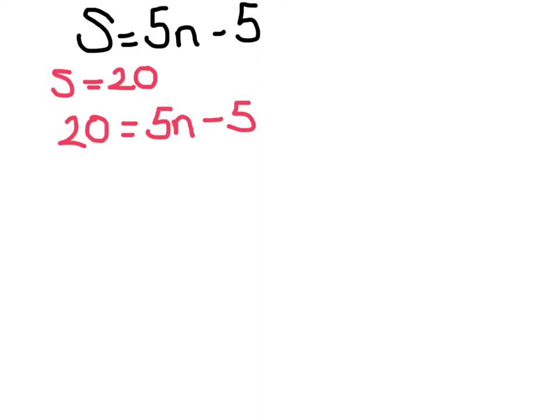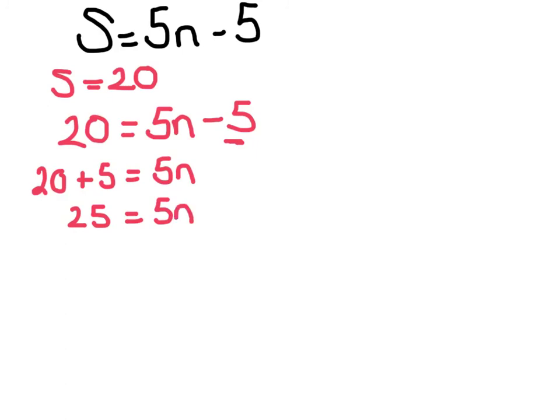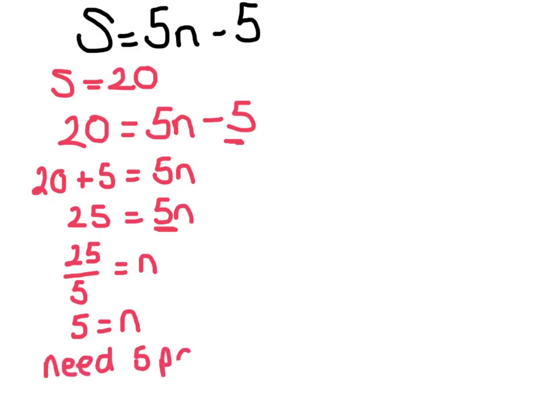Now we have to solve it. Remember, change the sign, change the operation. So I'm going to move this bit here over. So 20 minus 5 becomes plus 5 equals 5n. So 20 plus 5 is 25 equals 5n. Change the side, change the operation, multiplying here. So now I'm going to divide. So 25 divided by 5 equals n. 25 divided by 5 is 5. So therefore we are going to need 5 posts. Yeah, 5 posts are needed.